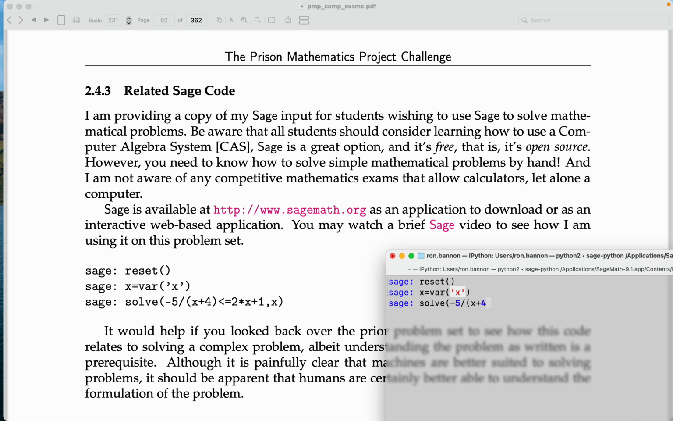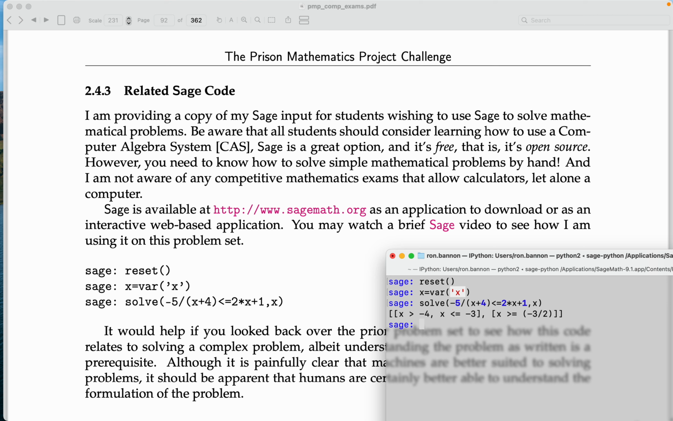All right, now I see what I'm typing in. This is minus 5 divided by x plus 4, it's rational, then less than or equal to 2 times x, I have to put the star in, plus 1, and they're going to solve this for x. Right, we'll hit the return, and I can read that. And I'll tell you how I'm reading that. It says x is greater than minus 4, and x is less than or equal to minus 3.